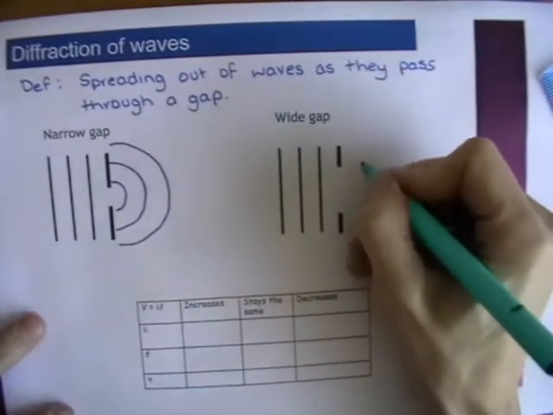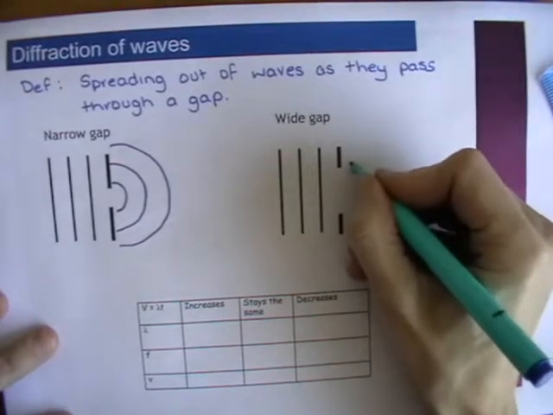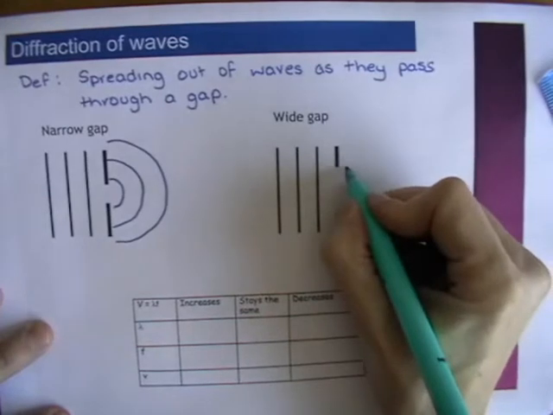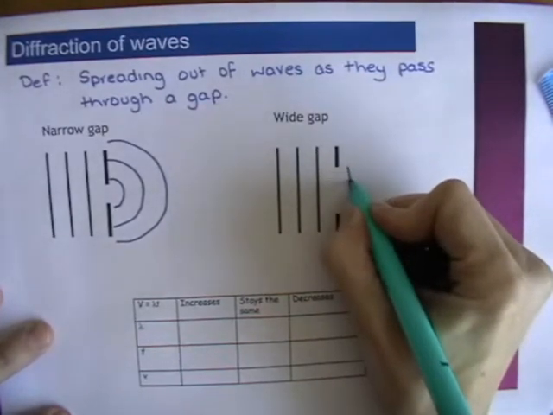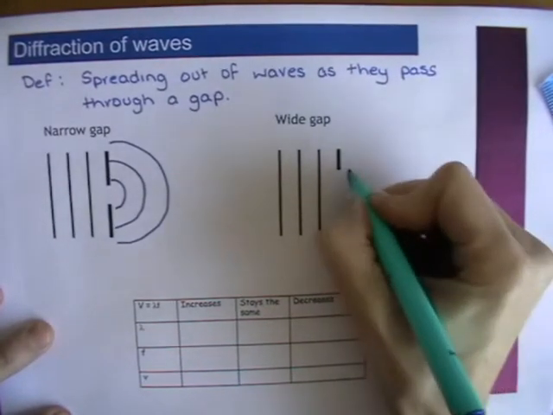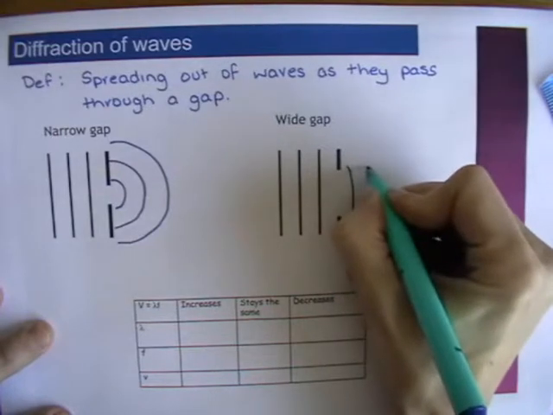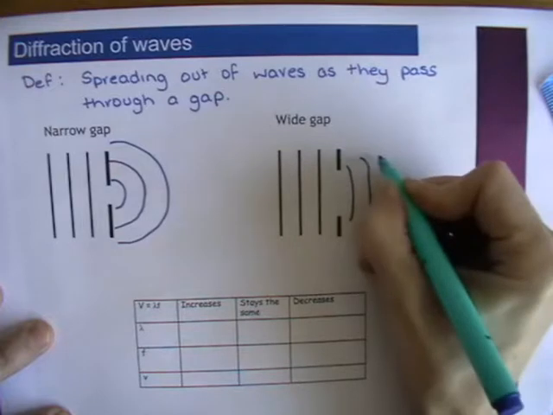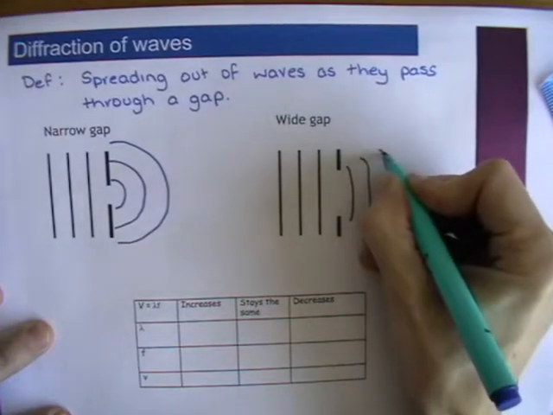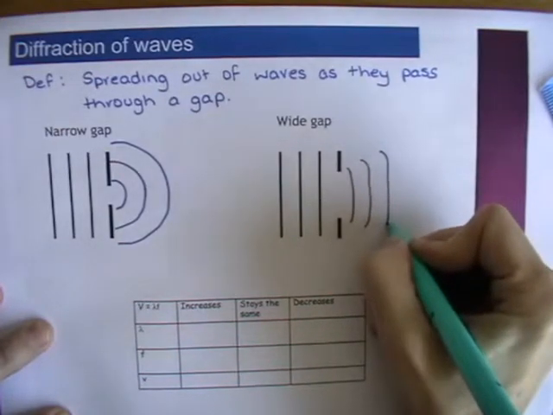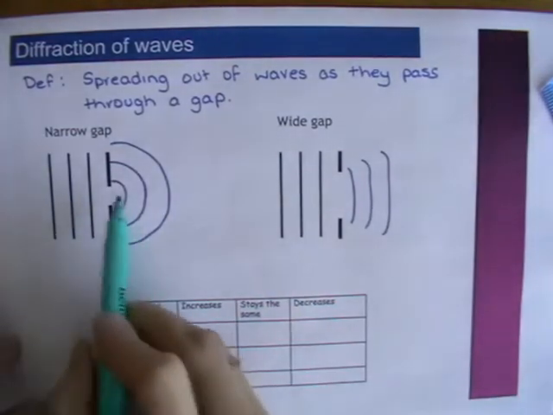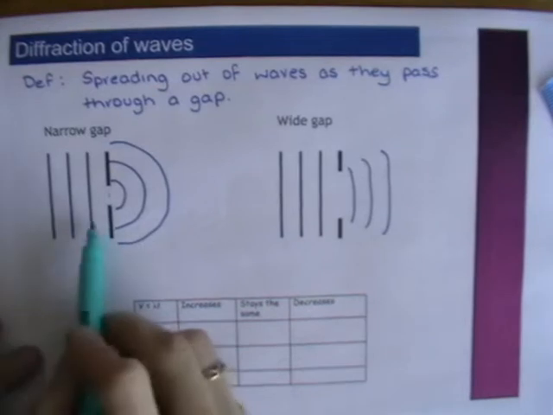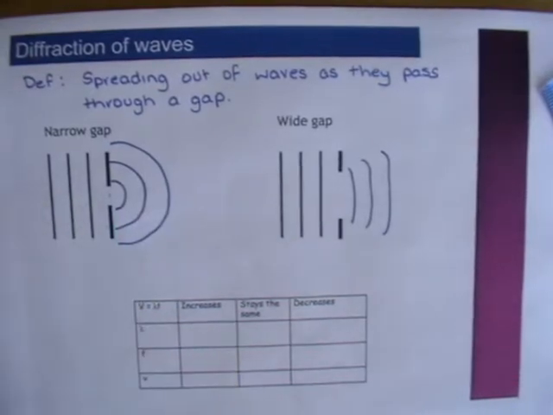A narrow gap, you will have a little bit of spreading out at the edges just. And so if I just draw here, and a very, very slight curve at the edges, again it should be roughly the same wavelength, a wee bit of curving at the edges just. So the effect is most pronounced whenever you have a gap which is approximately the same size as the wavelength of the wavefronts.